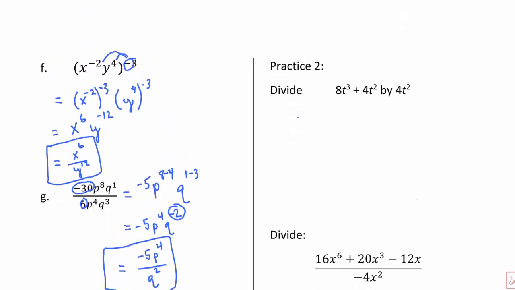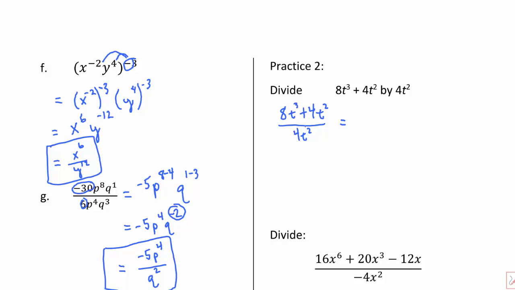Okay, look at practice 2. It says divide 8t cubed plus 4t squared by 4t squared. I'm going to write this down how it says. So we have 8t cubed plus 4t squared, and we're dividing, so divided by what it says, which is 4t squared.